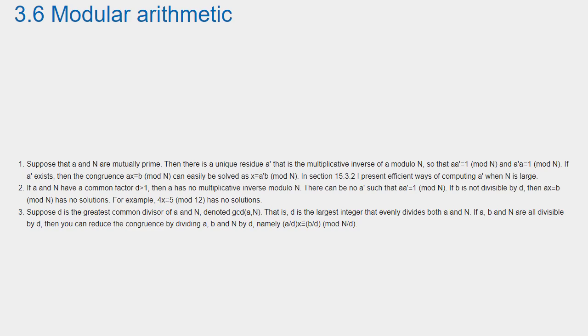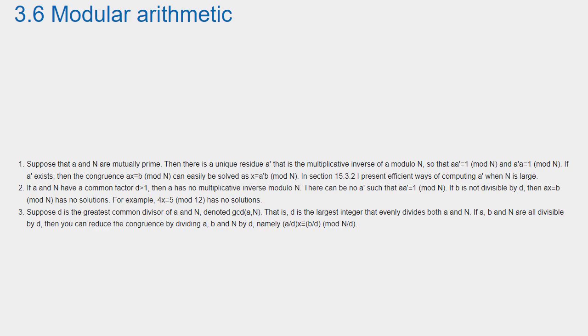1. Suppose that a and n are mutually prime. Then there is a unique residue a prime that is the multiplicative inverse of a modulo n, so that a a prime is congruent to 1 mod n, and a prime a is congruent to 1 mod n. If a prime exists, then the congruence ax is congruent to b mod n can easily be solved as x is congruent to a prime b mod n. In section 15.3.2, I present efficient ways of computing a prime when n is large.